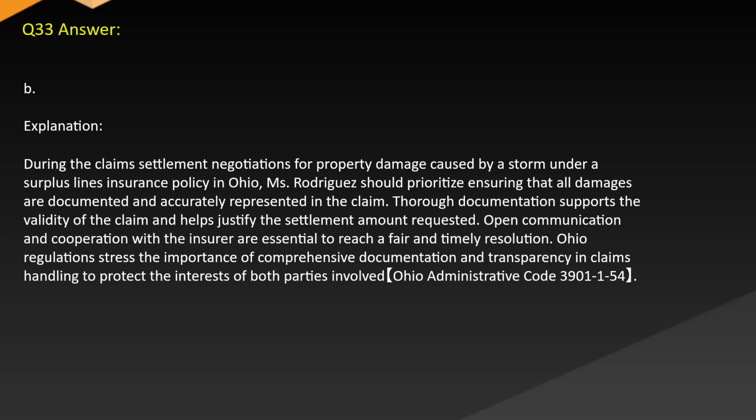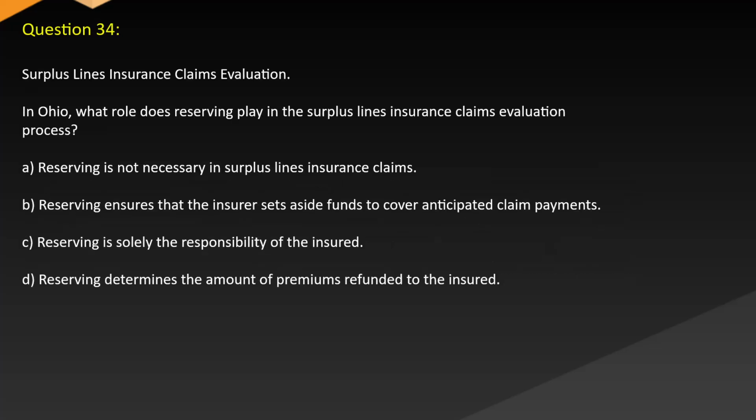Open communication and cooperation with the insurer are essential to reach a fair and timely resolution. Ohio regulations stress the importance of comprehensive documentation and transparency in claims handling to protect the interests of both parties involved. Ohio Administrative Code 3901-154.